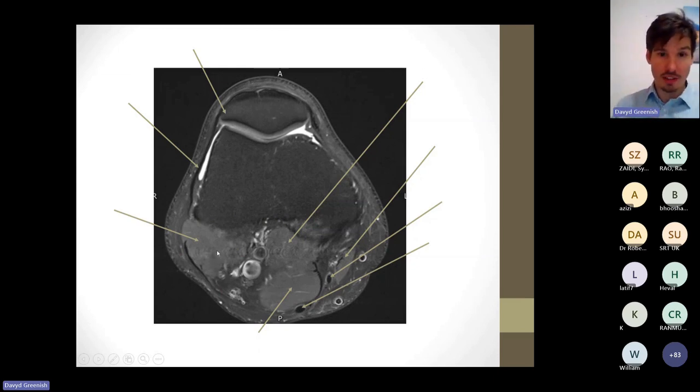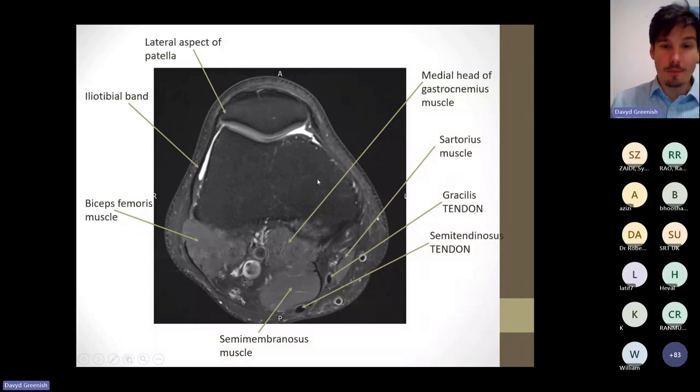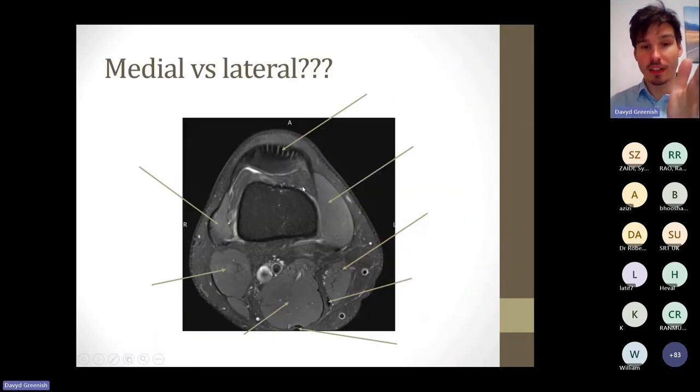So from a point where you could look at it and think, I don't know what's medial, I don't know what's lateral, you've identified a lateral structure in the iliotibial band. You've identified you've got more muscles and tendons in the medial aspect of the posterior knee, so you know where you are, and you can work your way around that picture. Good work.